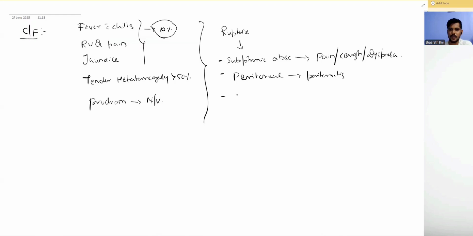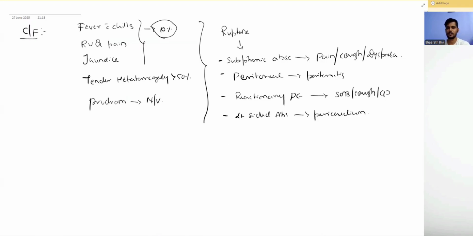And sometimes there can be reactionary pleural effusion. Even if it does not rupture into the pleural cavity, because there is an infection close by, there is reactionary pleural effusion, and because of this pleural effusion, the patients will develop shortness of breath or cough or chest pain. Sometimes the left-sided abscesses can rupture directly into the pericardium, where they develop features of pericarditis. So these are all the features that develop depending upon what stage the patient is presenting.